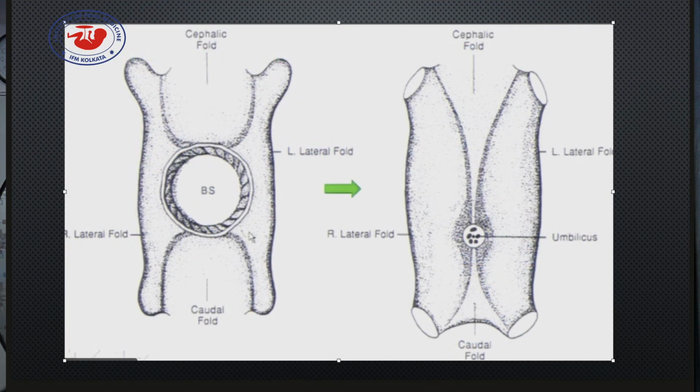initially there will be a flat disc, but then there will be folding of this disc from all directions, from the cephalic end, from the caudal end, and from the lateral ends. When there is folding from all the sides, it has to come to a center, and that epicenter is the umbilicus. So when the folding starts from all four directions, it converges at the umbilicus. And if there is a defect anywhere in folding, whether cephalic folding, caudal folding, or lateral folding, it will give rise to various kinds of abdominal wall defects, which Ishwar has already told.